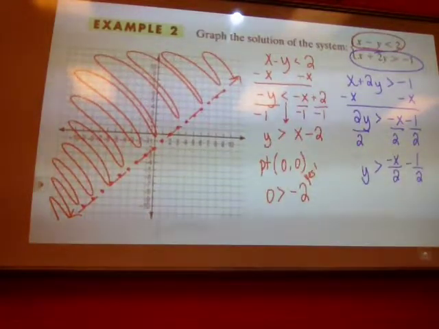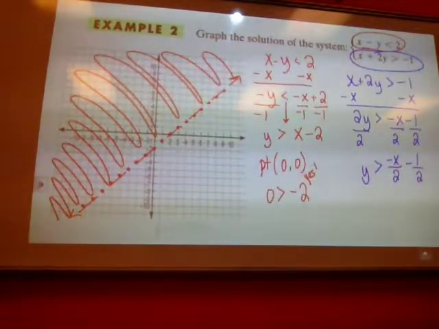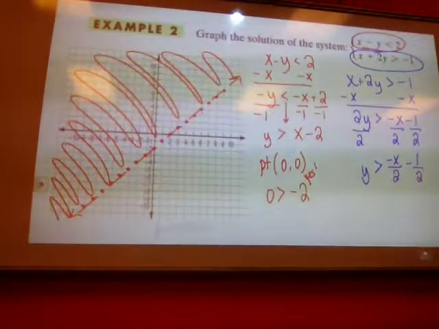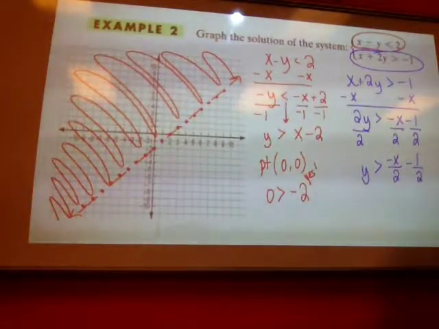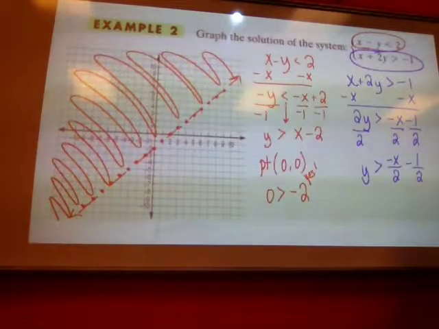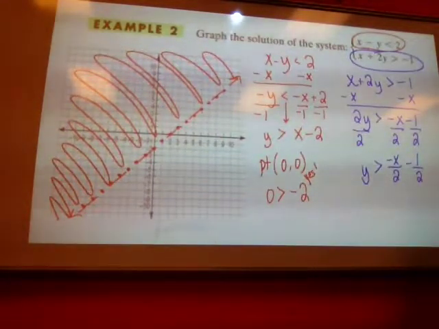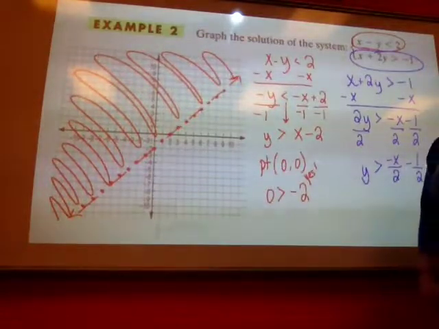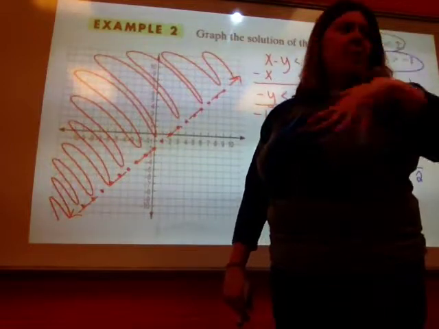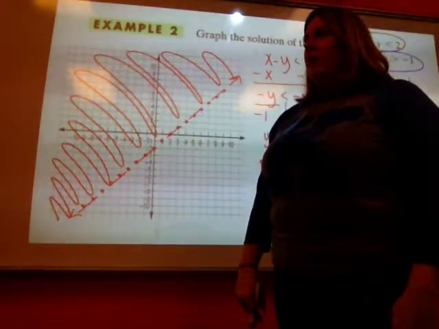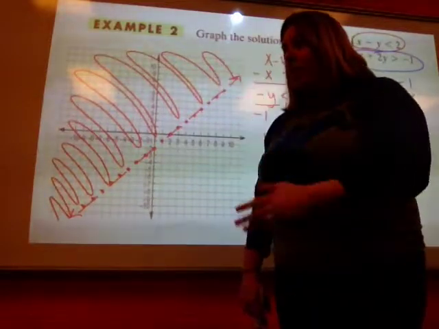Now I heard grumblings from you people. Why did I hear grumblings? Because my y-intercept is a negative half. How do I graph a y-intercept that's a negative half? You don't. Oh my gracious! Can you sense the negativity? Yes, the sarcasm.